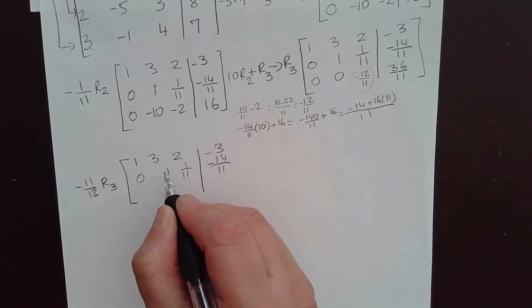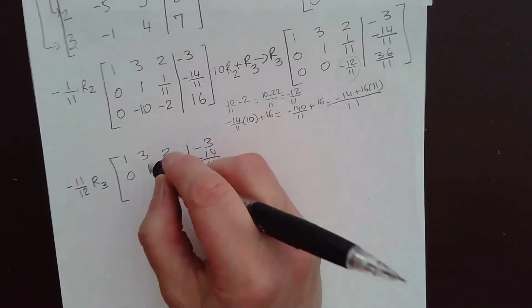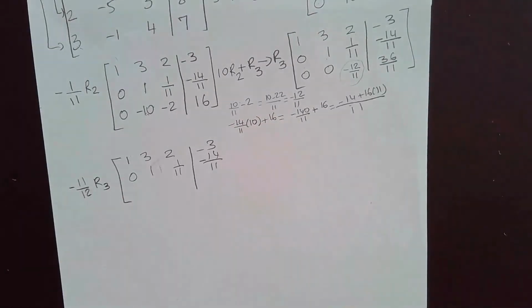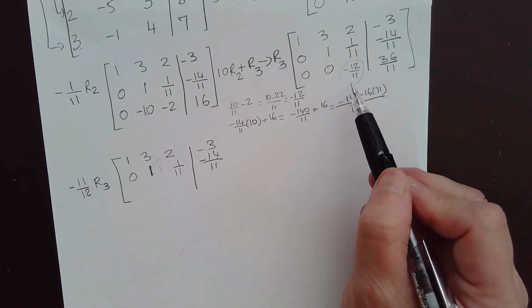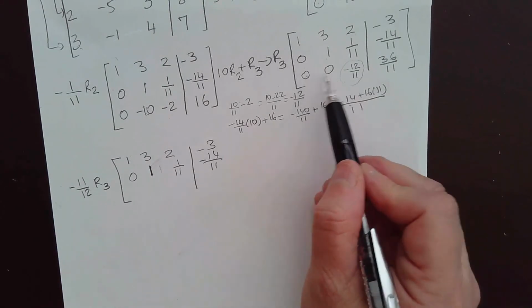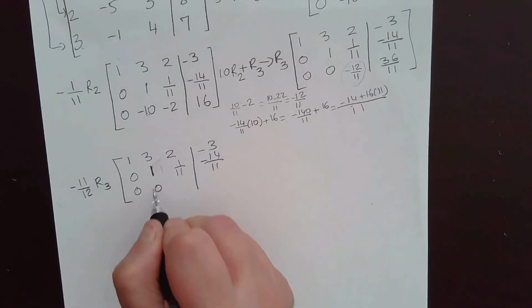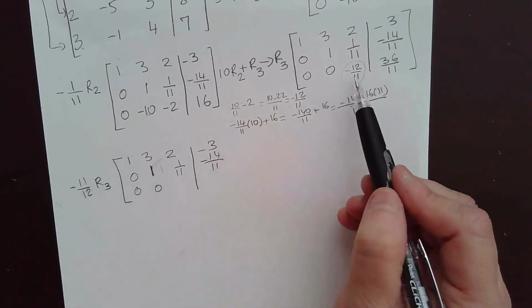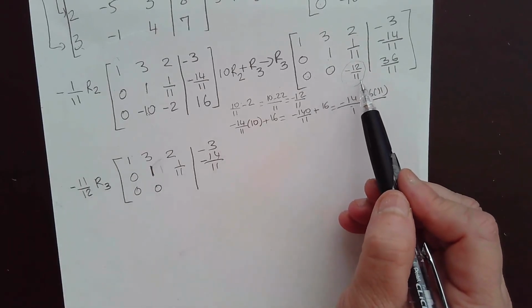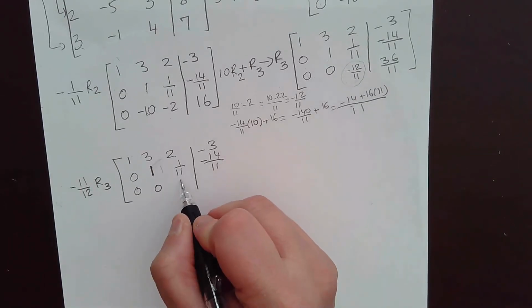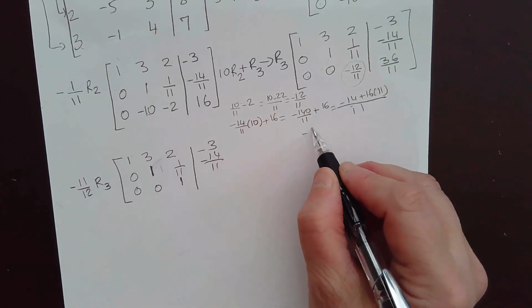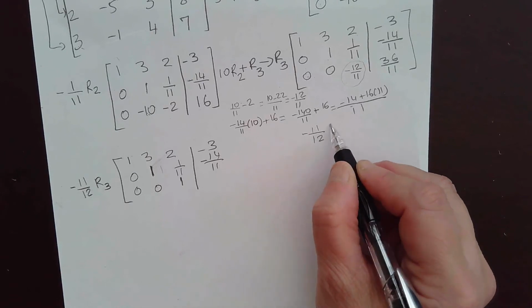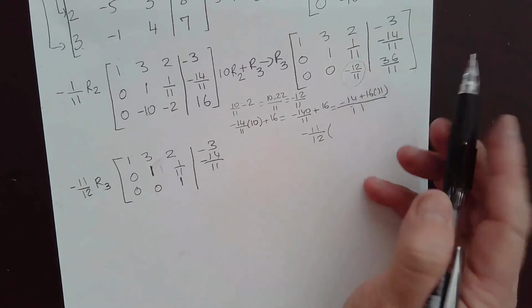Now multiply row 3 by negative 11 over 12. Again, these won't change, so 0, 0. Negative 11 over 12 times negative 12 over 1, that should give me 1. And now let's do the last one, negative 11 over 12 times 36 over 11.